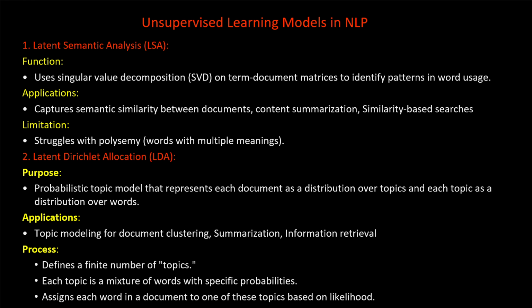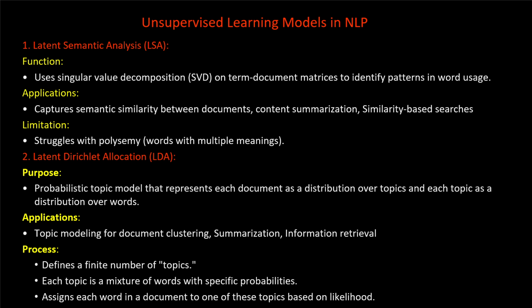Unsupervised learning. In this approach, we work with unlabeled data to find hidden patterns. For example, clustering can group similar documents together even if we don't know their exact categories. This is useful in applications like topic modeling, where we want to identify themes within a large text corpus. As a model, we have latent semantic analysis, which uses singular value decomposition on term-document matrices to identify patterns in word usage. As applications, we can use this to capture semantic similarity between documents and for content summarization and similarity-based searches.